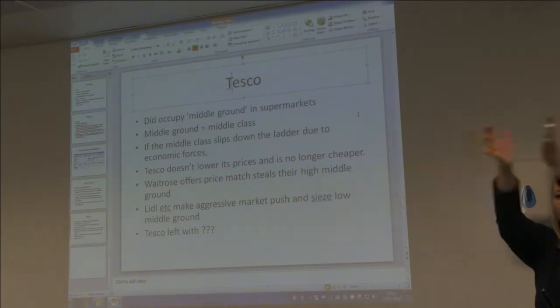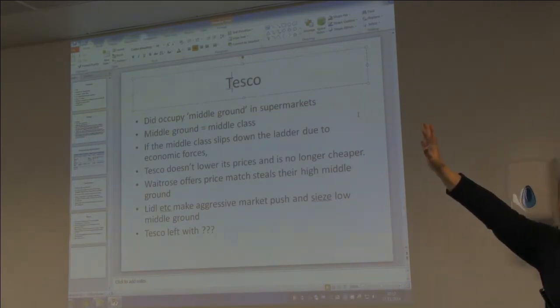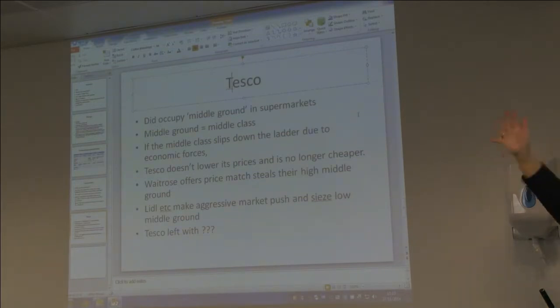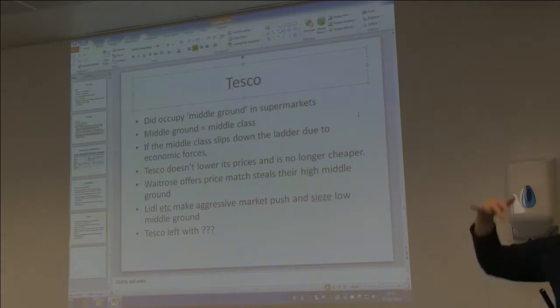So if you're in the middle, you are really able to be squeezed. It's almost better if you're at one end or the other end. So you have to think, where is your business going to be in the market? That's why you have to know your customers really, really well.